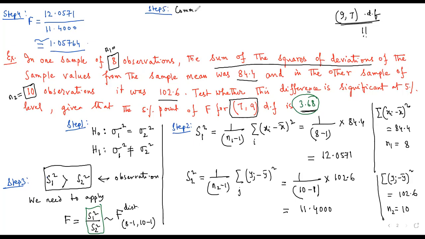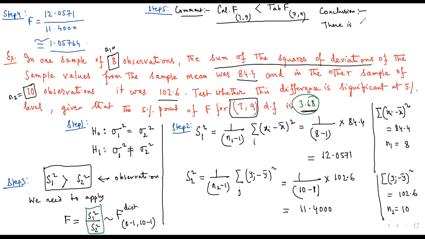the comment section. So in the comment section, what you are finding is that your calculated value of F at 7.9 degrees of freedom is lesser than the tabulated value of F at 7.9 degrees of freedom, and therefore your conclusion is there is no significant difference between population variances. There is no significant difference between the population variances.